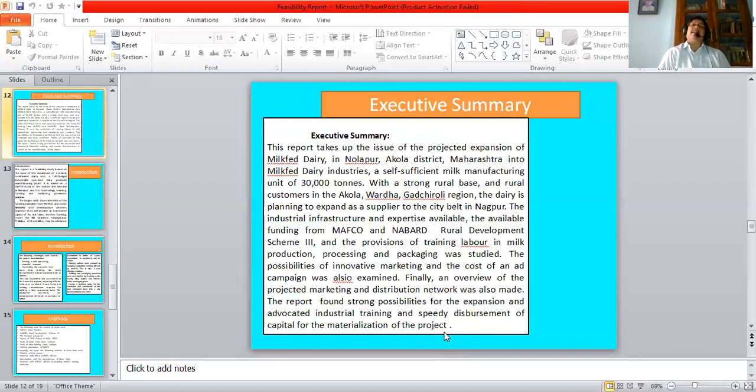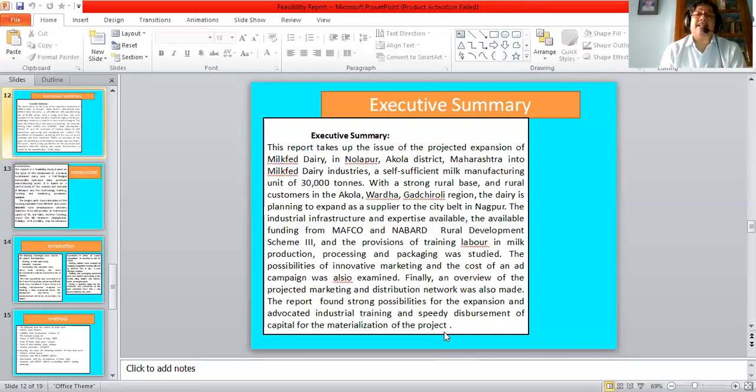In other words, the feasibility is strong and there is a strong possibility that this process of transformation of the dairy into a dairy industry, or milk manufacturing or dairy manufacturing plant, will be a successful one.